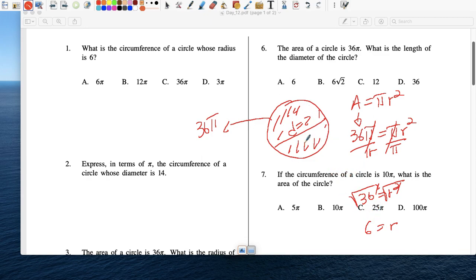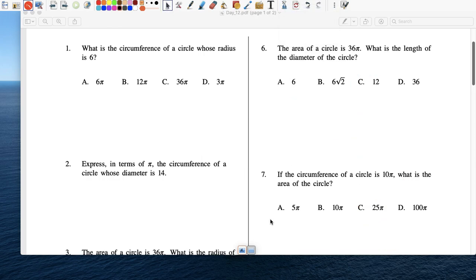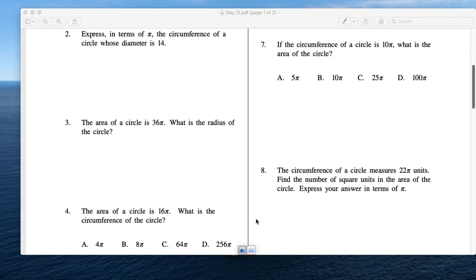If the radius is 6, the diameter is twice that. The diameter is 12. Number 7: if the circumference is given, what is the area?